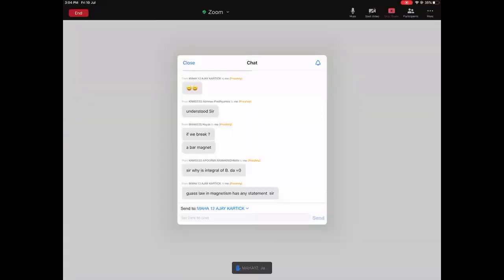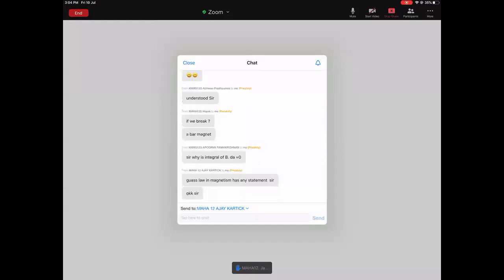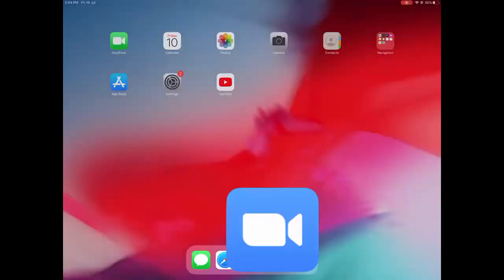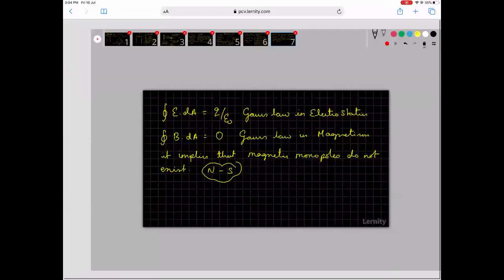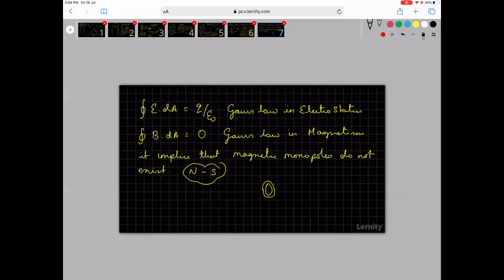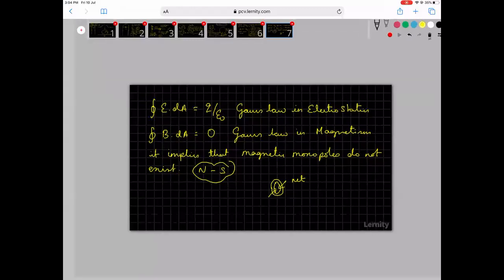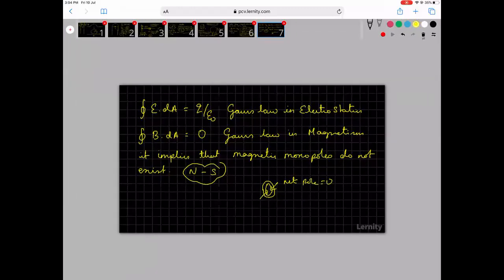No, it doesn't have a statement. It just has a statement saying that magnetic monopoles do not exist. Gauss law in magnetism tells you B dot dA is 0 because wherever you see North Pole, you have South Pole also. So if you take a closed loop, you will find both. Suppose there is a small loop here, and you take a closed loop around it, so the net charge will be 0 because on one side there will be South Pole, on one side there will be North Pole. So the net pole will be 0.